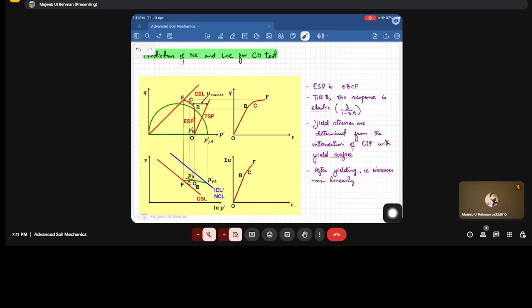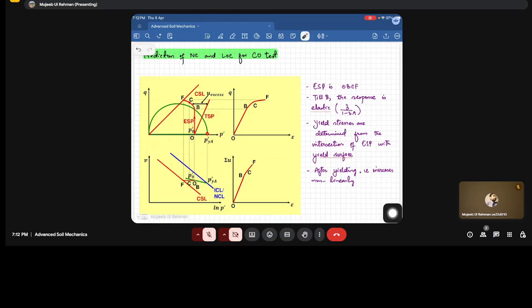Fine. So we'll start with the soil consolidated to this point, P dash y A. After that there is unloading so as to create this LOC state. Now we know that if it is an undrained test and the soil is behaving elastically, the response is elastic. What will happen is that the ESP will be a straight line, perpendicular to the p dash axis, till it touches the yield surface at B dash.